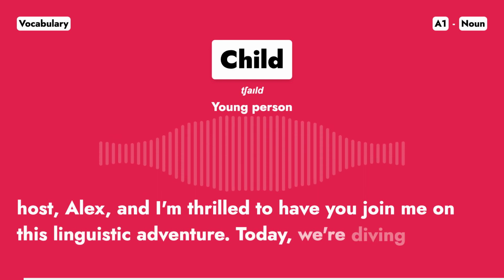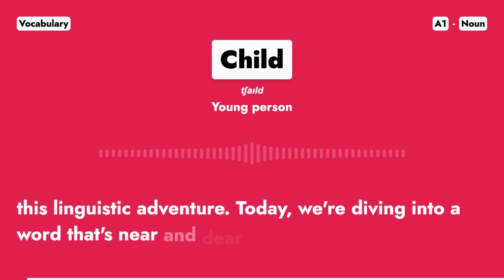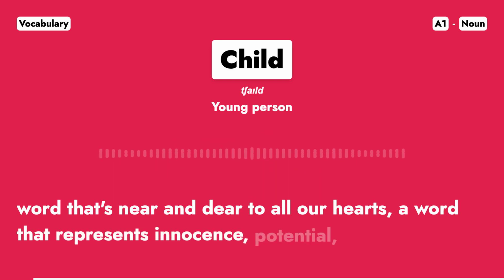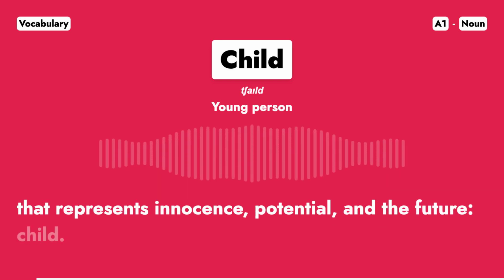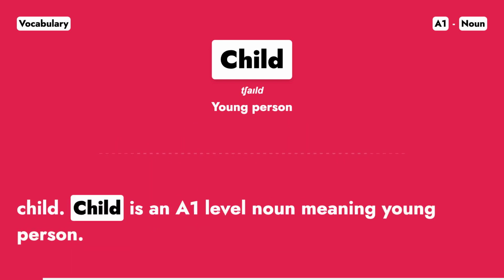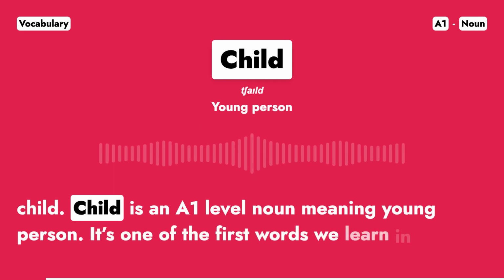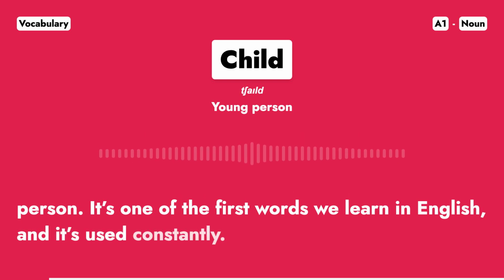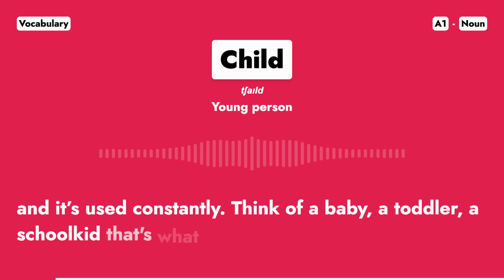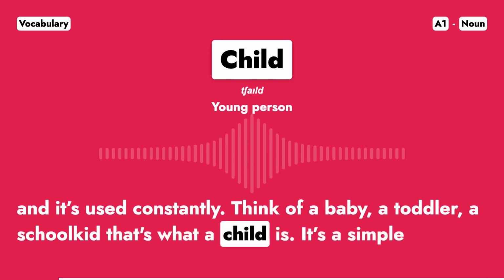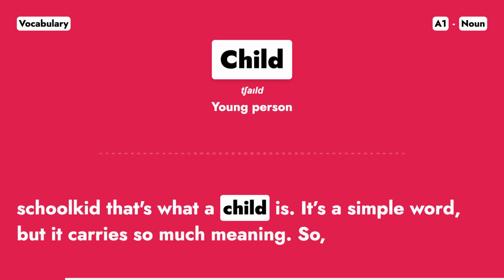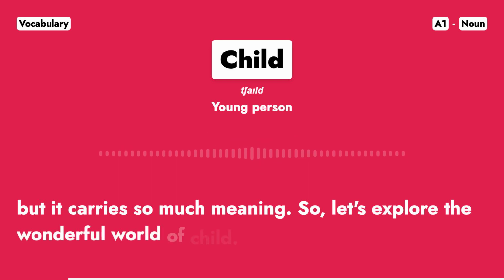Today, we're diving into a word that's near and dear to all our hearts, a word that represents innocence, potential, and the future: child. Child is an A1 level noun meaning young person. It's one of the first words we learn in English, and it's used constantly. Think of a baby, a toddler, a school kid. That's what a child is. It's a simple word, but it carries so much meaning. So, let's explore the wonderful world of child.